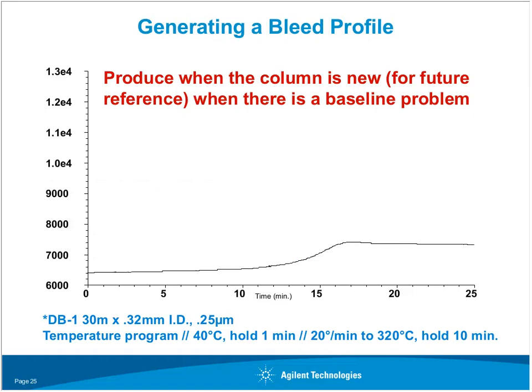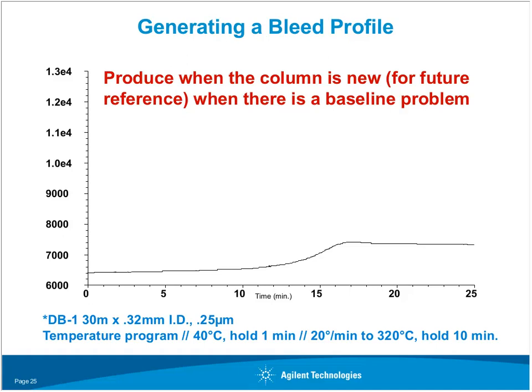So I want to spend a little time on this slide, and let's talk about generating a bleed profile. What I would recommend that everyone does is when you get a brand new column, once you've conditioned the column properly, again, after following meticulous column installation, the proper cutting of the column, not over tightening the ferrules, conditioning the column properly. Again, we get this call. Most GC columns, and I can tell you all Agilent GC columns, are pre-conditioned prior to you getting them. So with newer GC columns, the conditioning time is much lower.